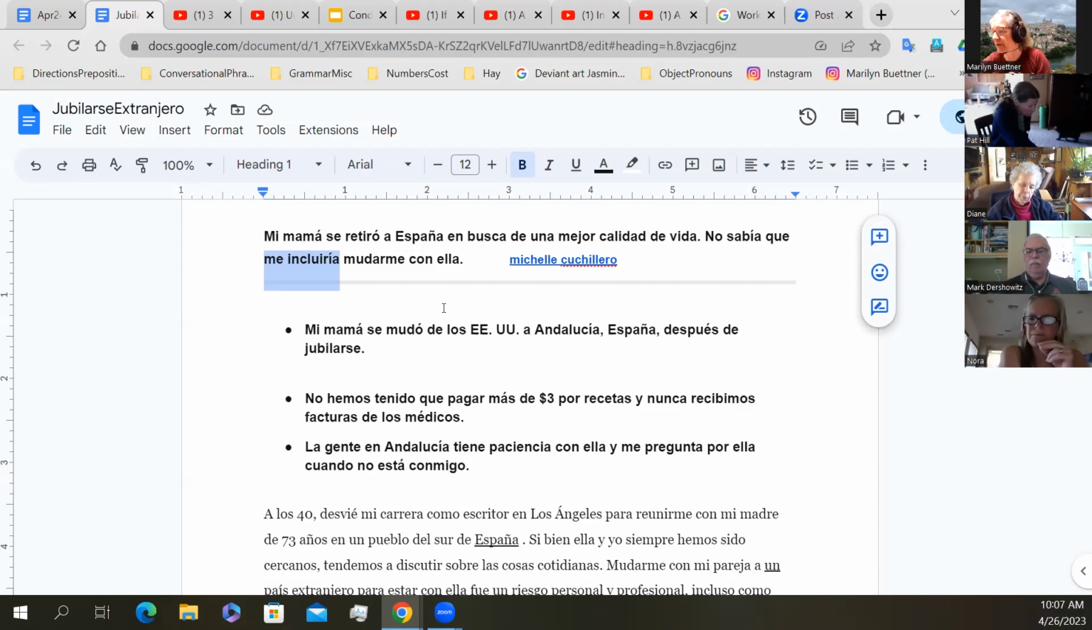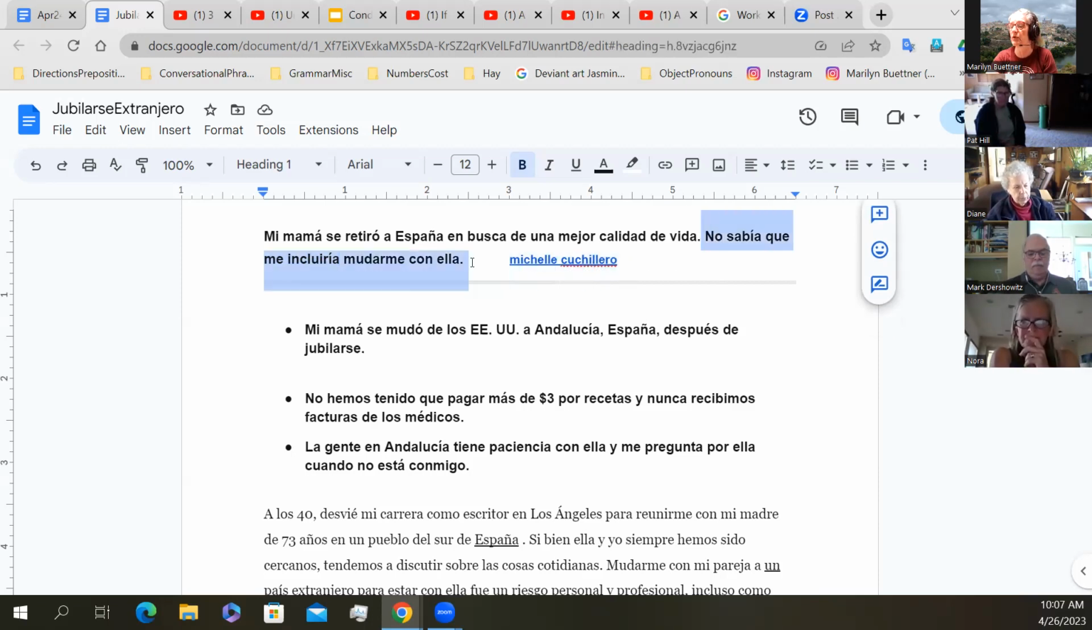Condicional won't be everywhere. It won't ever be a whole article all in conditional. It's just not needed because of the context of conditional. But it's interesting that we do see it here and there. So I didn't know that it would include moving with her. And it would include is indicating that hypothetical situation, okay?